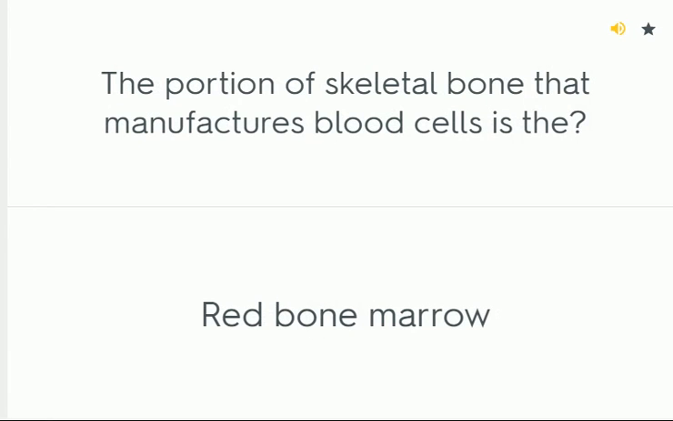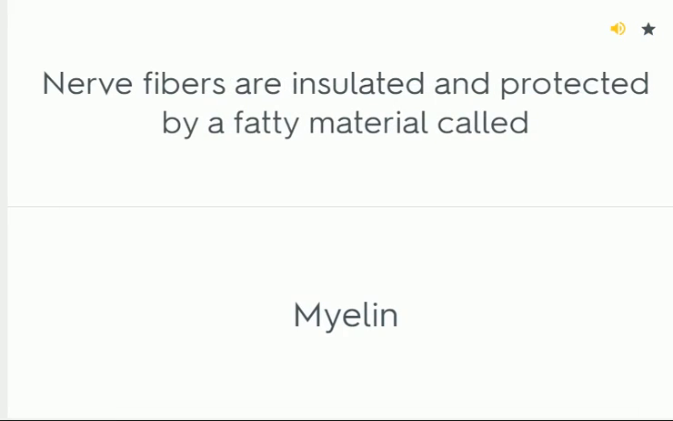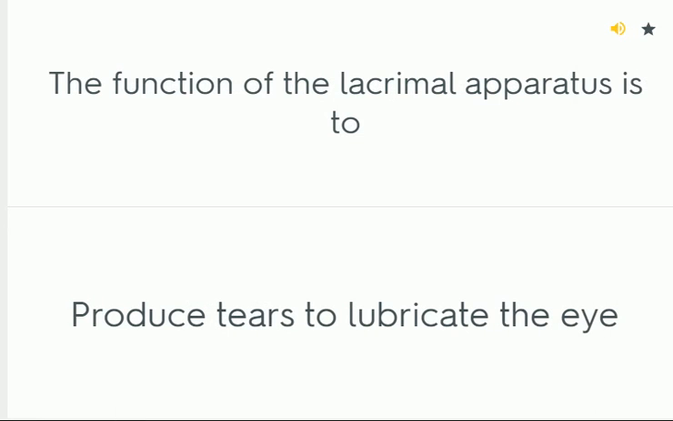The portion of skeletal bone that manufactures blood cells is the red bone marrow. The structure that attach muscles to bone are tendons. Nerve fibers are insulated and protected by a fatty material called myelin. The function of the lacrimal apparatus is to produce tears to lubricate the eye.